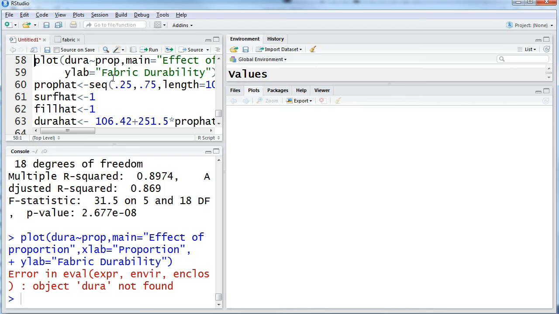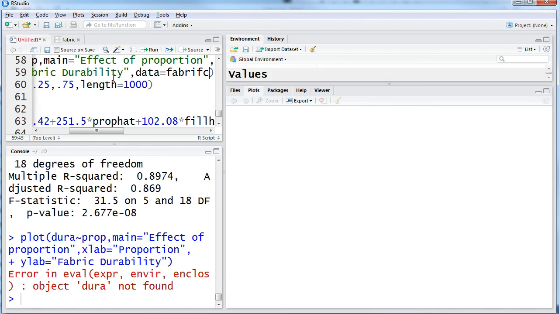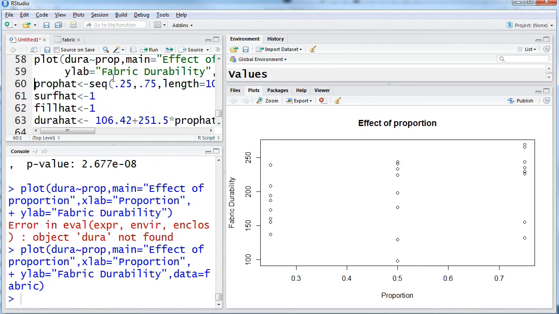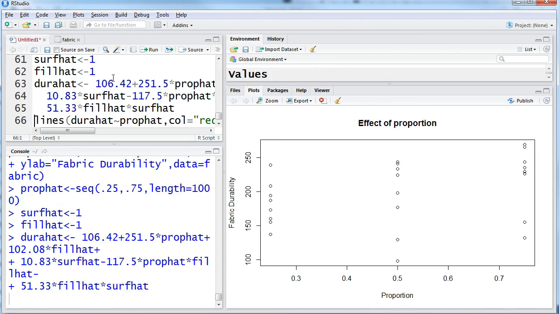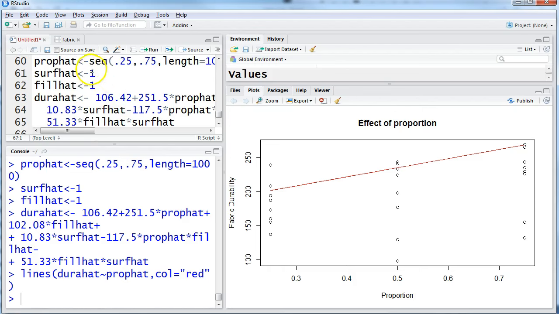Oh, Dura is not found. Oh, because I didn't say data equals fabric. Let's try that. There we have our line. That is the line when surface level is 1 and the fill hat is 1.